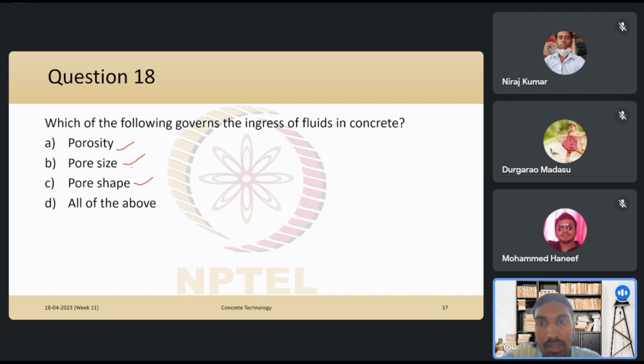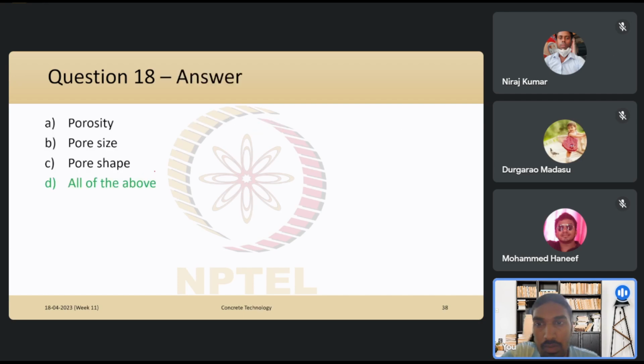All these three have a role to play on how much there will be ingress of the fluids in the concrete. So all of these three affect the degradation process, right? So they all three contribute to the fluid ingress. So the right option is D. It is all of the above.